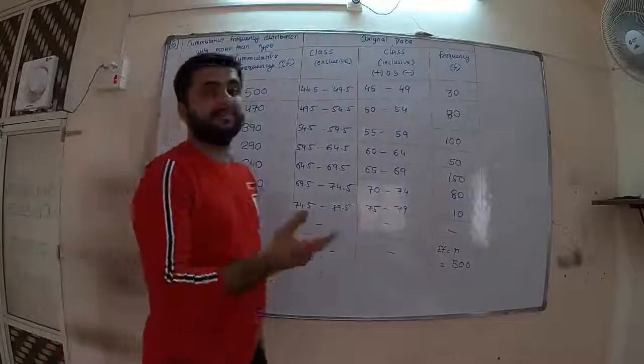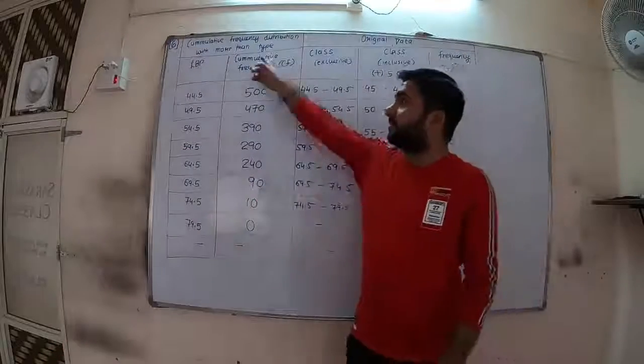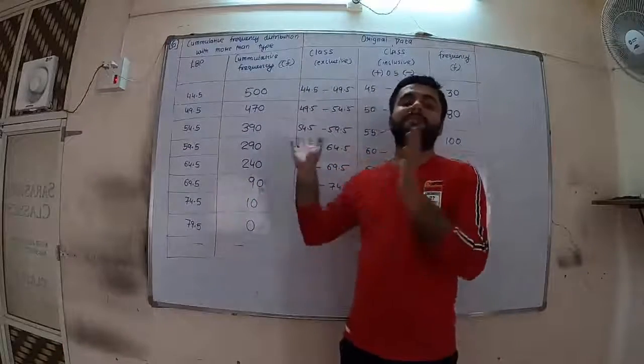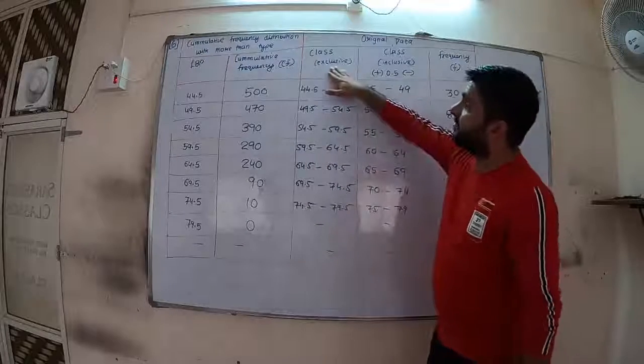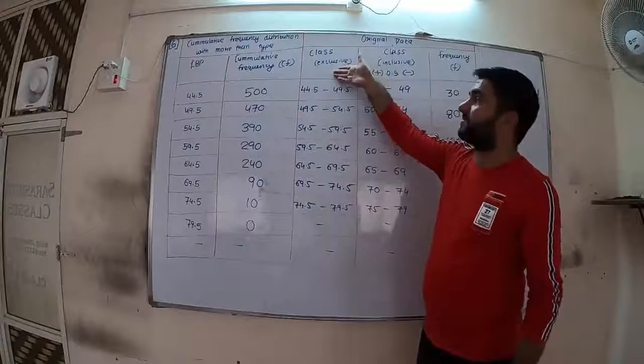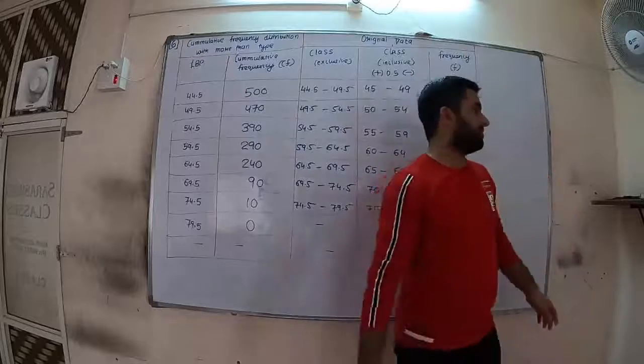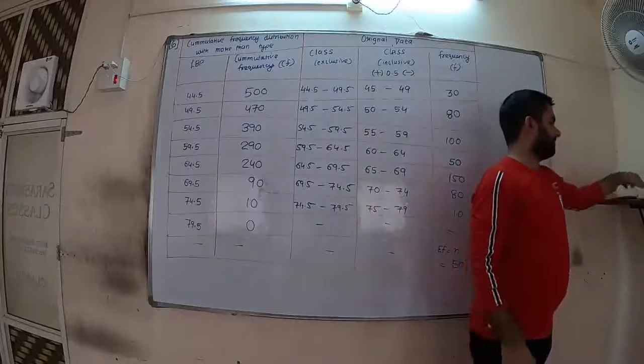Now we are going for the 7th sum. In the 6th sum, more than type is given, whereas in the 7th sum, less than type is given. But the class only will be exclusive, because we need exclusive classes. Here we need an inclusive. Okay.